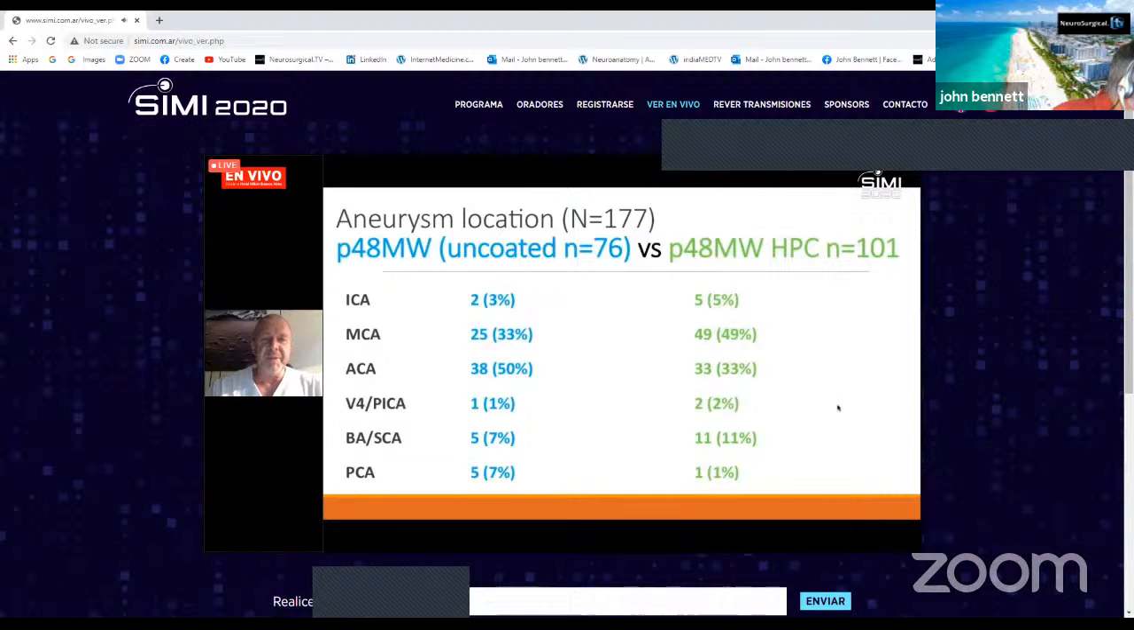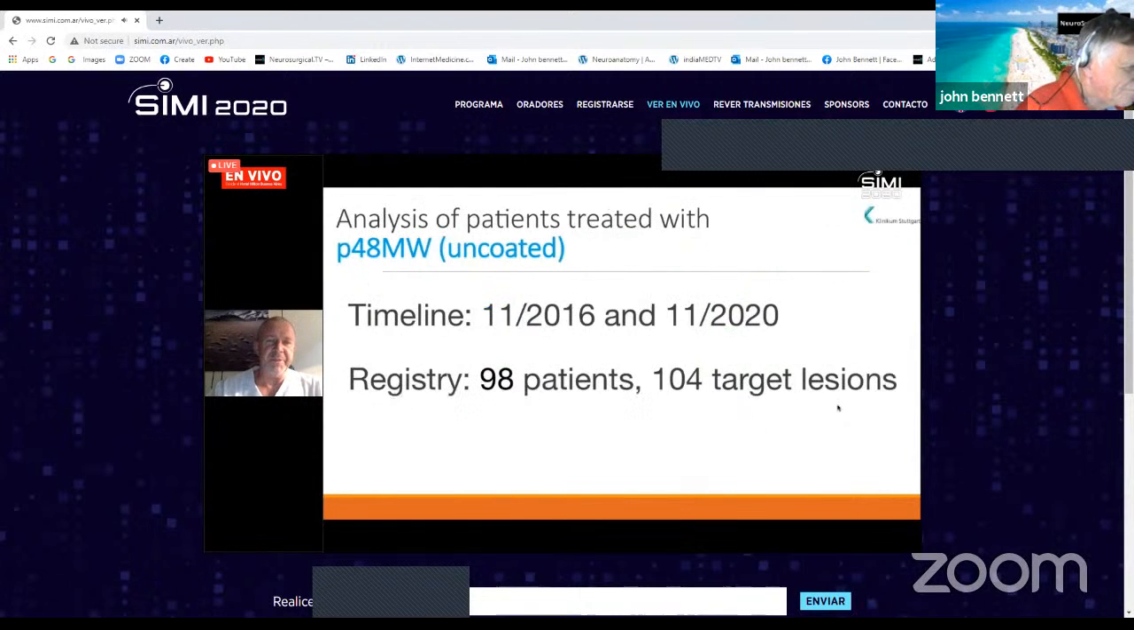The majority of aneurysms were treated in the MCA and the anterior cerebral artery, and a few in the posterior circulation. The majority, again, is middle cerebral artery and anterior cerebral artery, and I would like to emphasize this aspect because these are, at least as long as we talk about the middle cerebral artery, typically bifurcation aneurysms, which becomes a further role during this presentation.